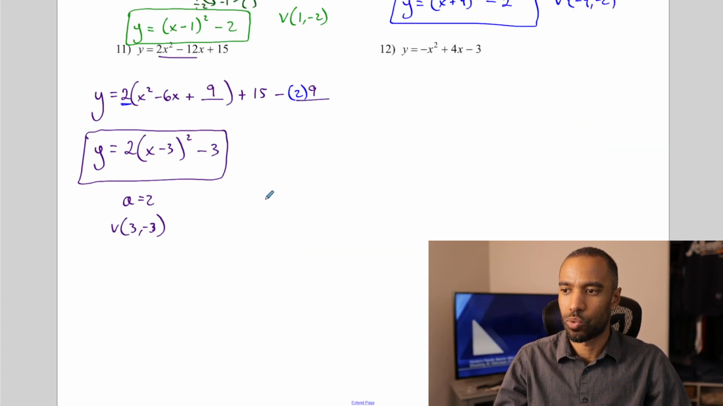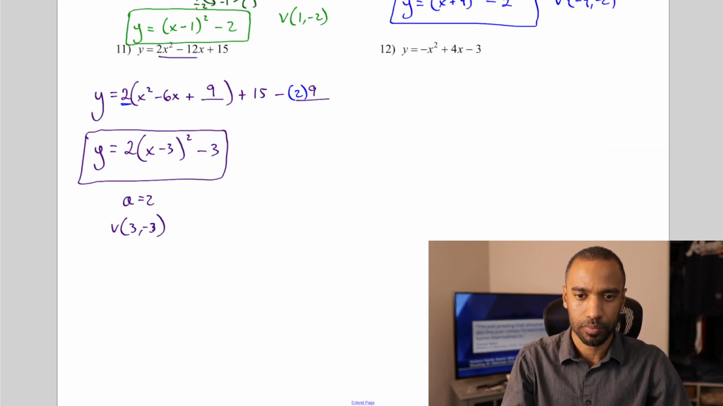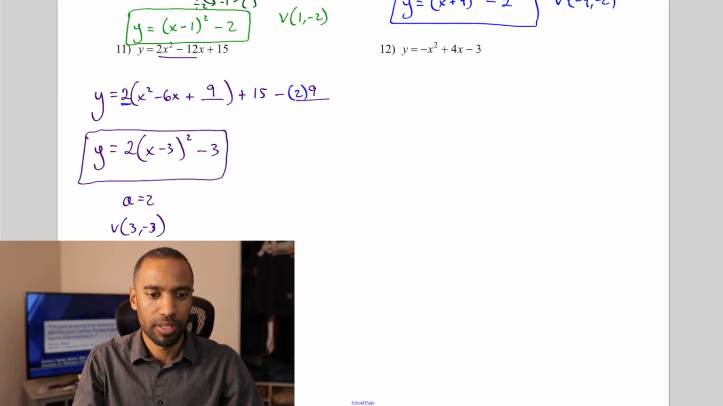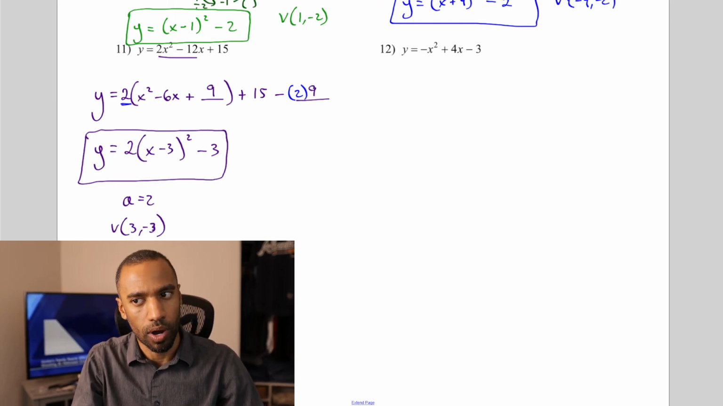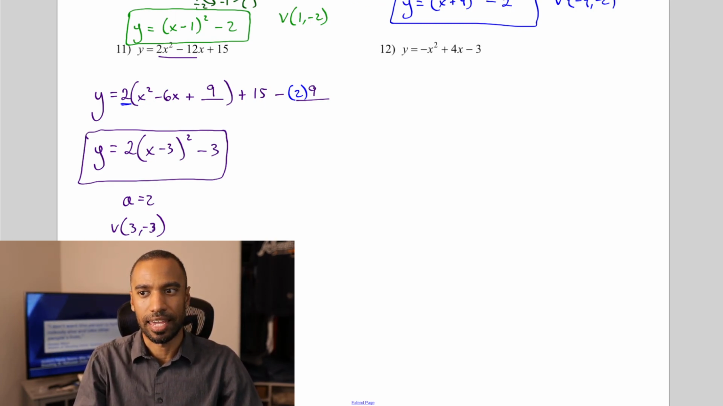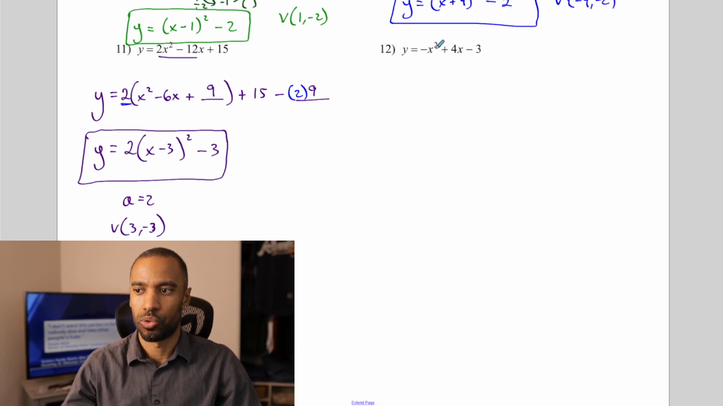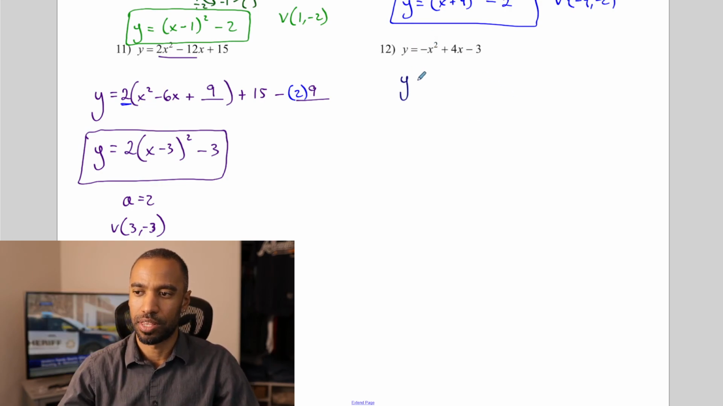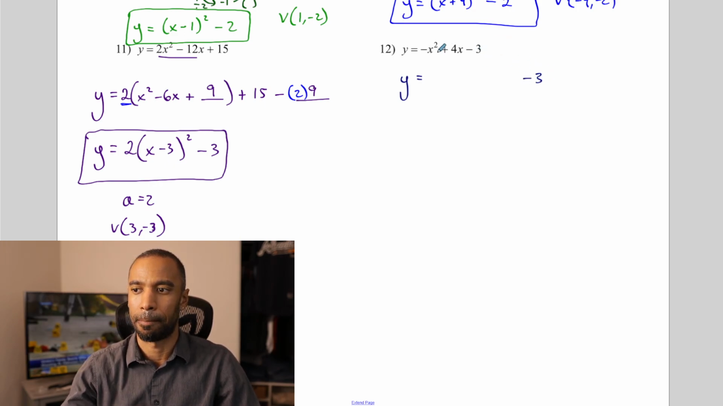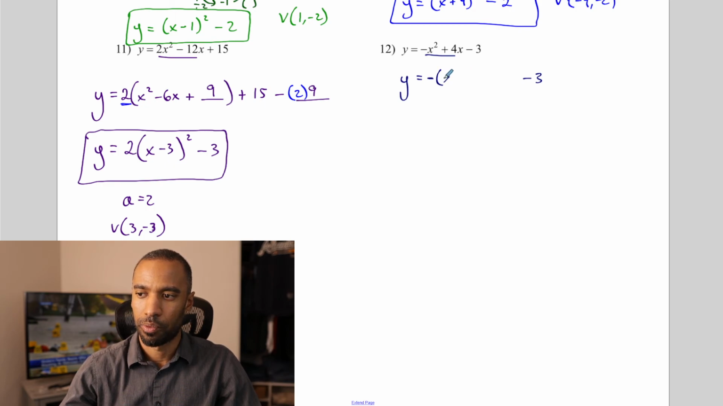Y equals negative x squared plus 4x minus 3. Contrary to popular belief, a negative 1 is not the same thing as 1. So when it comes to completing the square, I can't just take 4, divide it by 2, and square it. I must first factor the negative 1 out, not from the negative 3. Again, I'll keep the negative 3 to the side. I don't care about that. I care about the first two terms here. Let's factor the negative 1 out, and we're left with x squared minus 4x inside here.